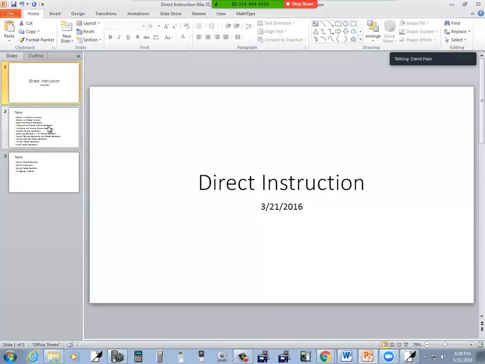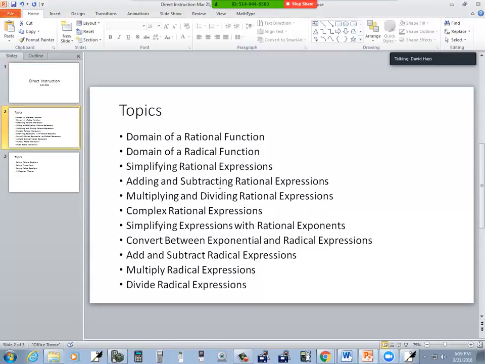Now these topics will be a little bit different than past direct instructions. Some of these have a step-by-step, and some of them you just have to see the property and then apply it in whatever circumstance. So it's maybe not as clear-cut.